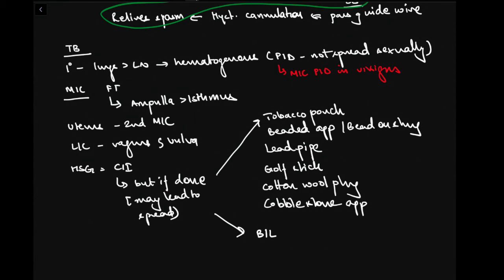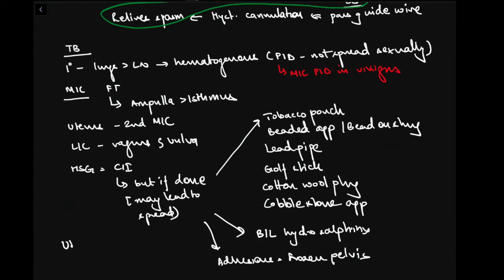Then there can be presence of bilateral hydrosalpinx as well, or it can present with adhesions, which is called frozen pelvis. Uterine TB is spread by direct spread from the fallopian tubes. It is not spread hematogenously like fallopian tubes. Remember, if it is asked most common route of spread in uterine TB, it's direct.